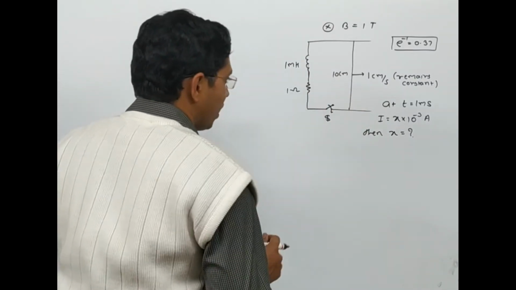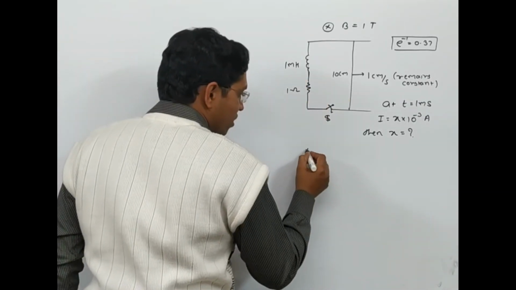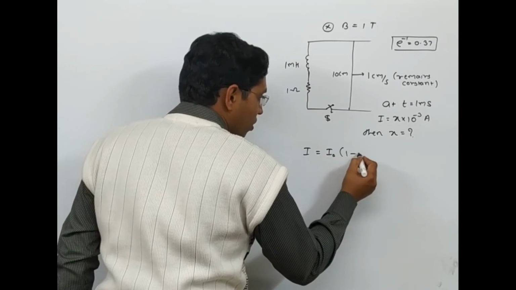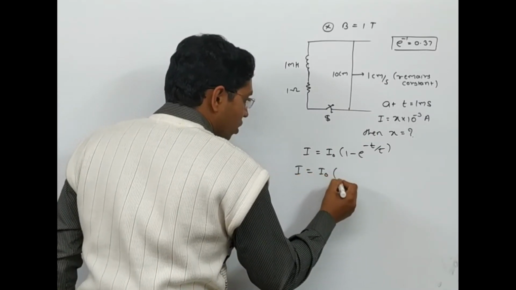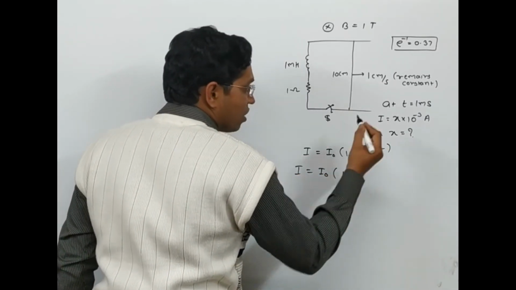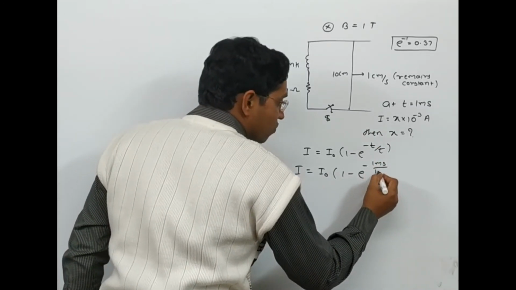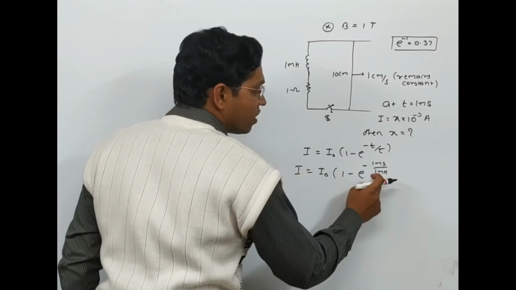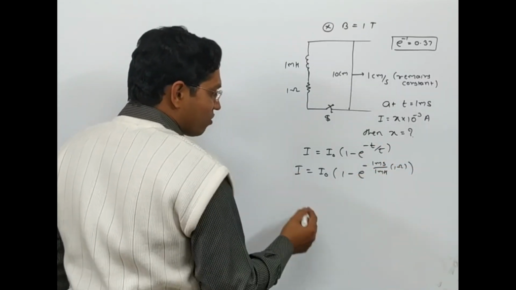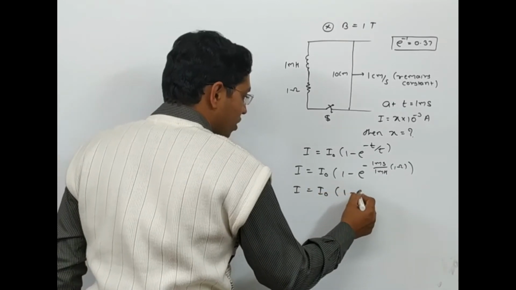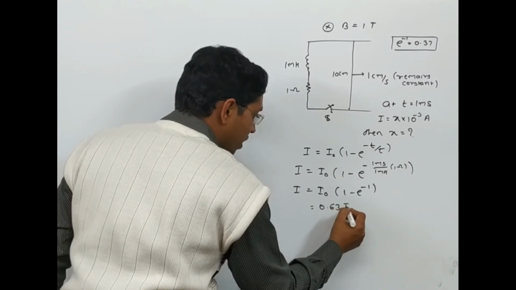So first of all, I'll have to write the equation for how the current varies in the inductive circuit. It is going to be I equal to I naught times 1 minus e raised to power minus t by tau. Now t is 1 millisecond and tau is L by R. L is given as 1 millihenry and R is 1 ohm. So because all the values are 1, I will be equal to I naught times 1 minus e raised to minus 1. E raised to minus 1 is 0.37, so it turns out to be 0.63 times I naught.